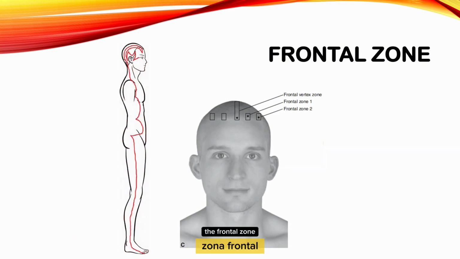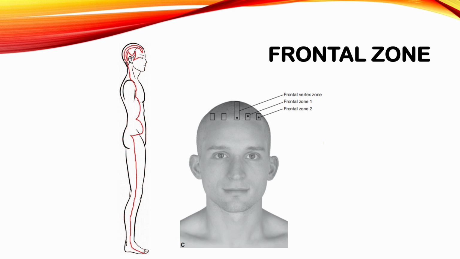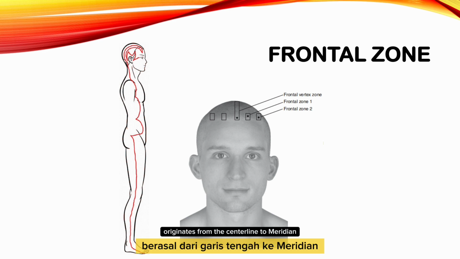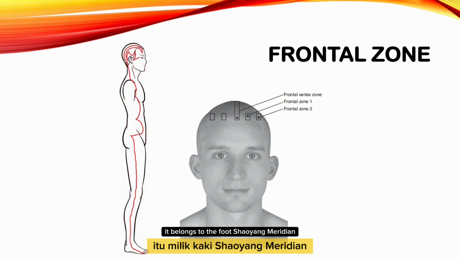The frontal zone. This zone consists of short and narrow segments running from the top of the forehead into the hair. This mapping of the body originates from the centerline Du meridian and runs laterally to the side, progressing from the head to the middle jaw to the lower jaw. It belongs to the Foot Shaoyang meridian.